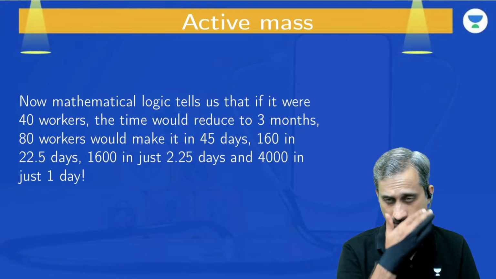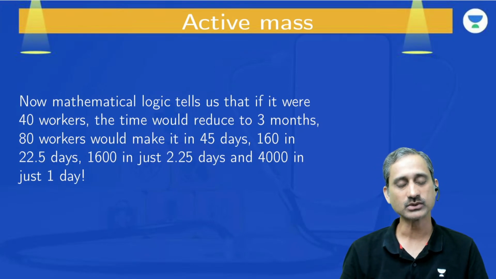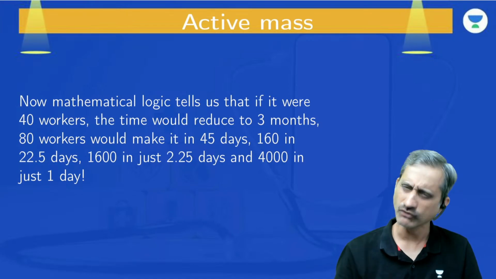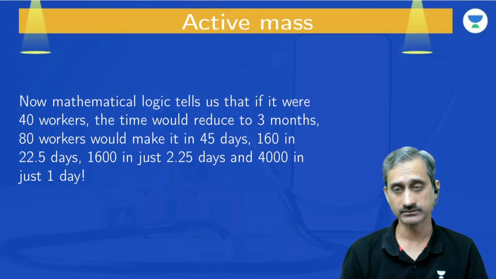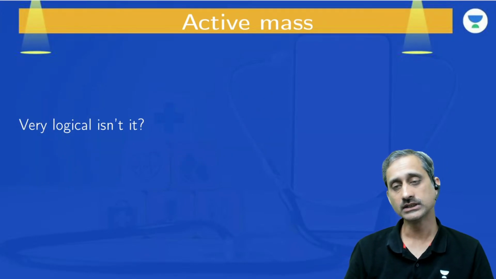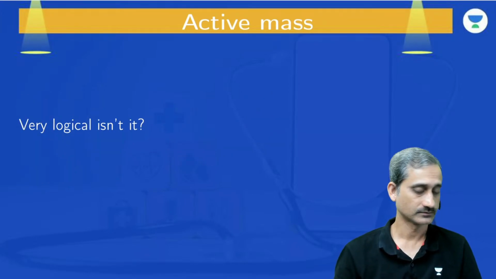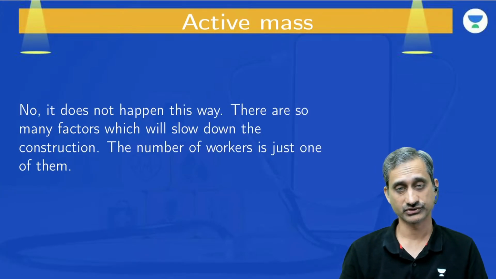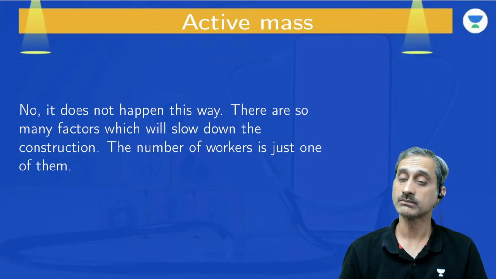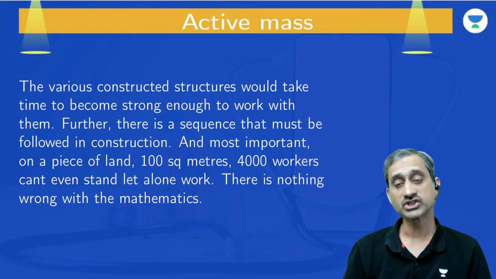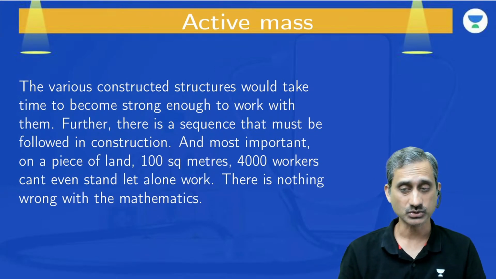So you might be thinking, okay, fine, why don't I just use 4,000 workers and make the rate of the reaction so fast that it gets completed in just 1 day? But actually, it doesn't happen that way. Why? Because there are so many factors. It is not just the number of workers that is the important factor. There are many other factors, like the constructed structures, which might take time to get settled.